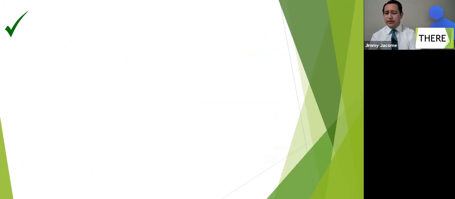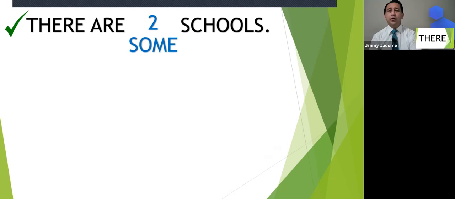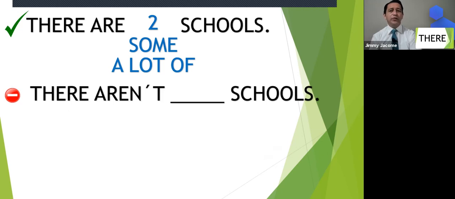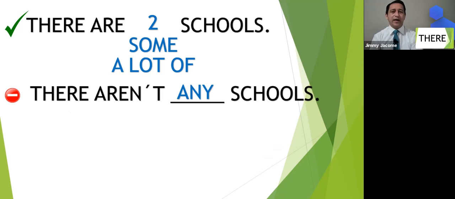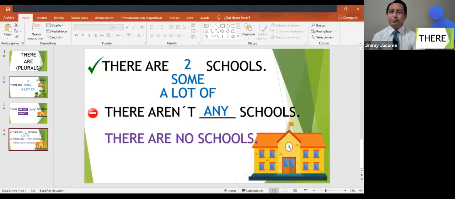Okay, let's have a review. In positive sentences, you use there are with a number, 2 schools, or there are some, or there are a lot of. In a negative form, you use there aren't with the word any. There aren't any schools.